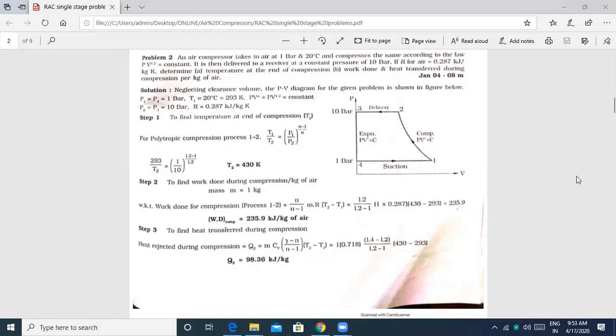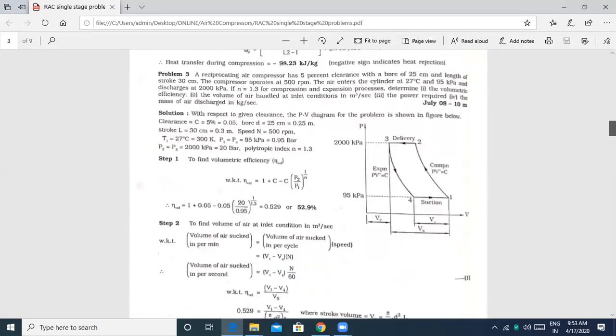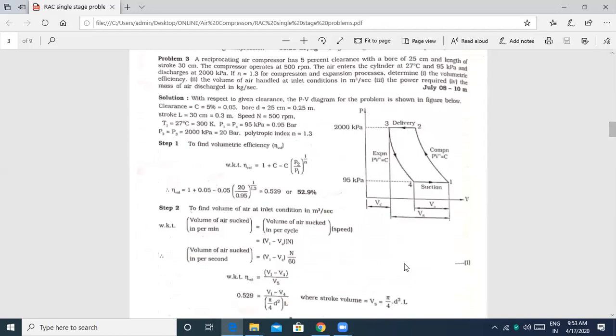The same equation is used in the work done formula in basic thermodynamics. Now I'll explain one problem with respect to clearance volume. I hope you understood the problems without clearance volume. I'll take one example with clearance volume, so that whenever they give the clearance volume, first you have to analyze the PV diagram. The PV diagram is the most important thing.